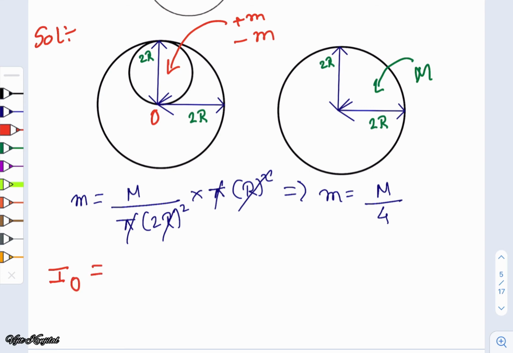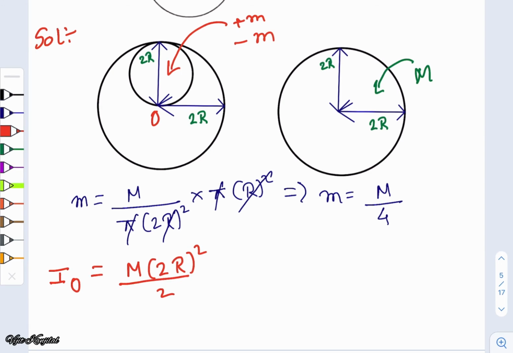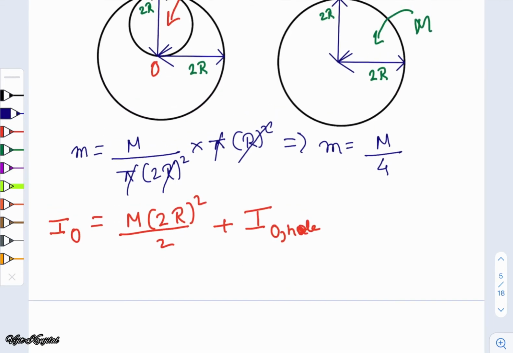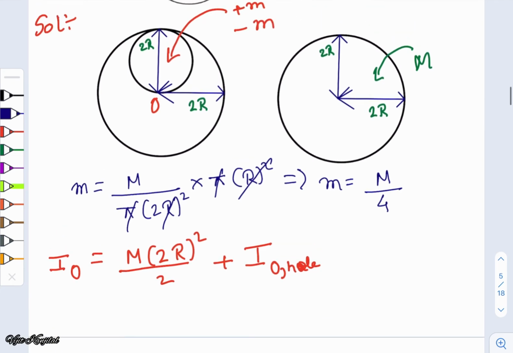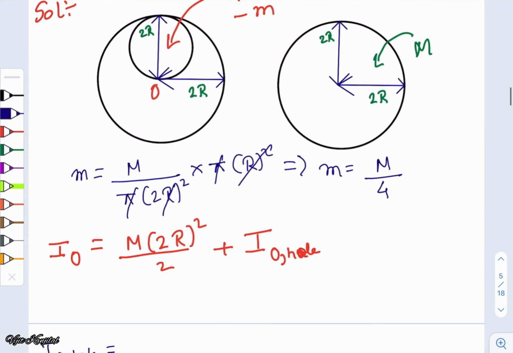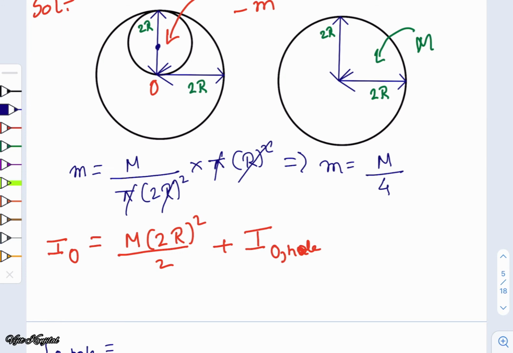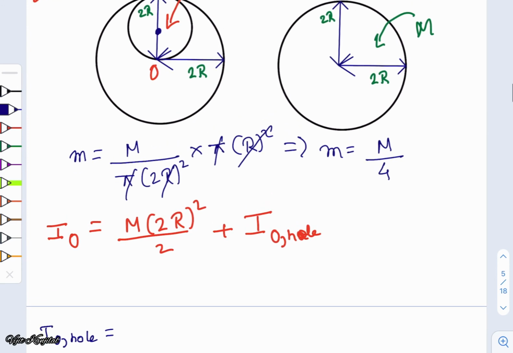IO would be simply M times (2r) whole squared by 2 plus IO of the hole, that is the moment of inertia of the hole that is comprised due to this negative mass with respect to point O. So let us figure out IO hole, that is the moment of inertia of this negative mass minus m with respect to point O. The moment of inertia of this negative mass with respect to an axis passing through its center and perpendicular to the plane of the screen would be minus m r squared by 2.